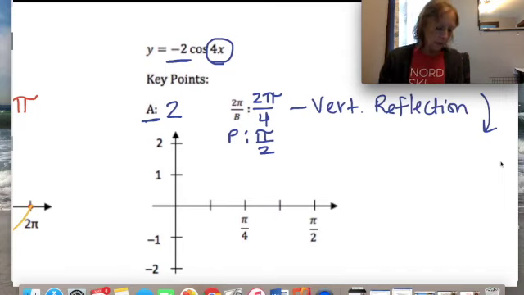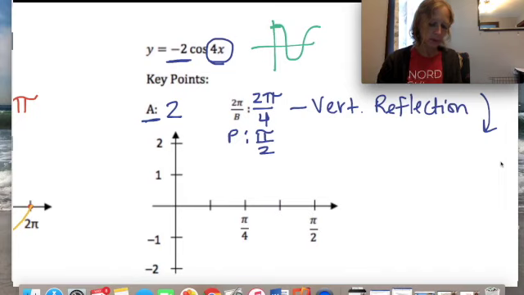Now that I have those things figured out, I'm ready to start labeling some points on my graph. Remember, cosine parent function typically starts high and goes down, but we have a reflection, a flip. So we're going to start low and go up. I'm going to start at -2. And the period of this graph is pi over 2. That means I'm going to hit -2 again at pi over 2. It's going to take me that distance to do a full cycle.